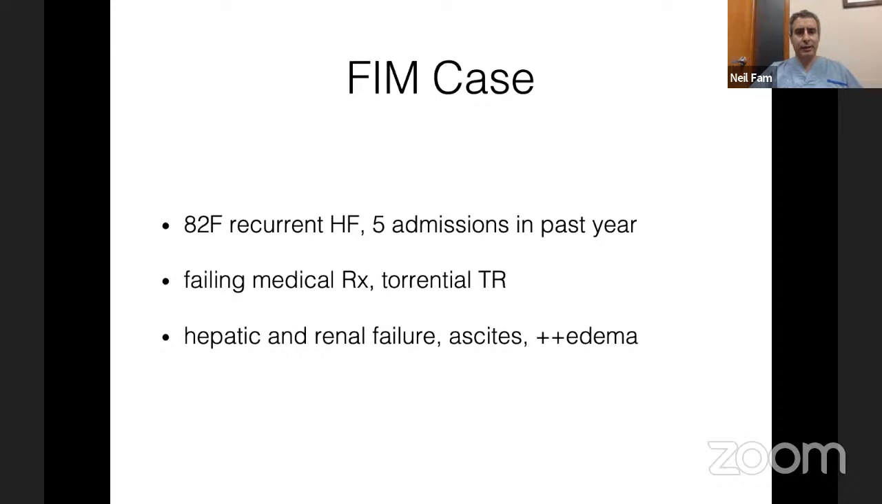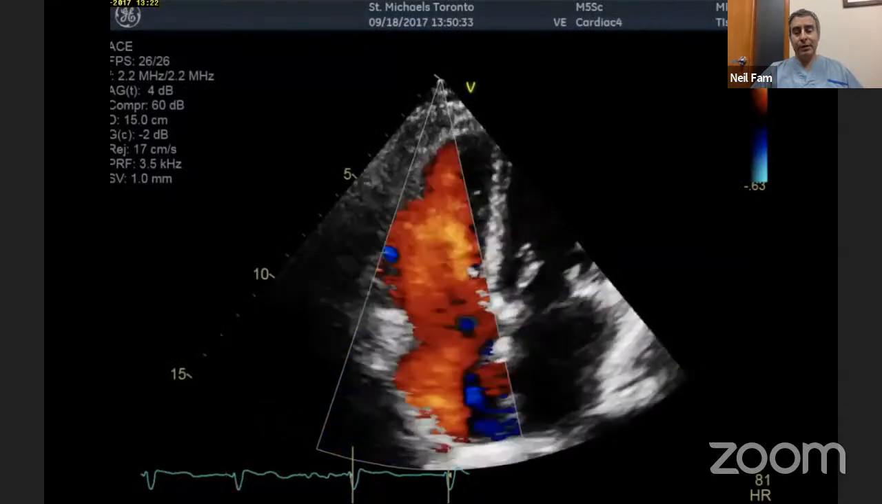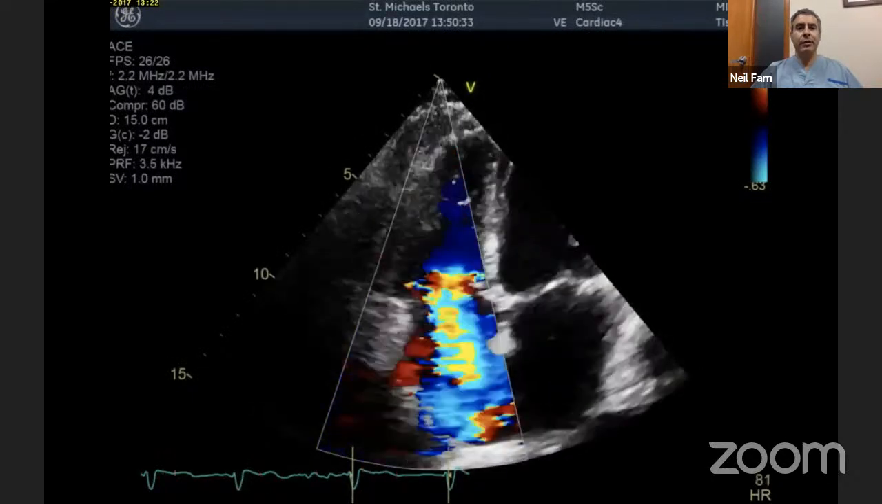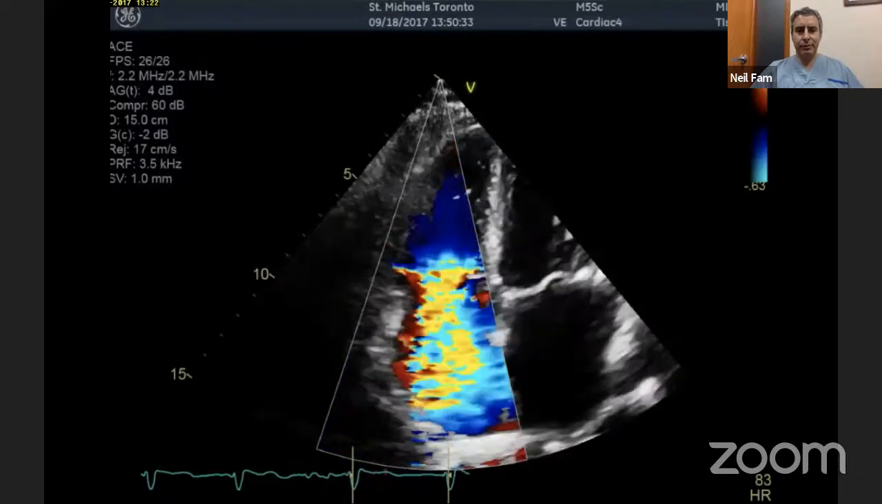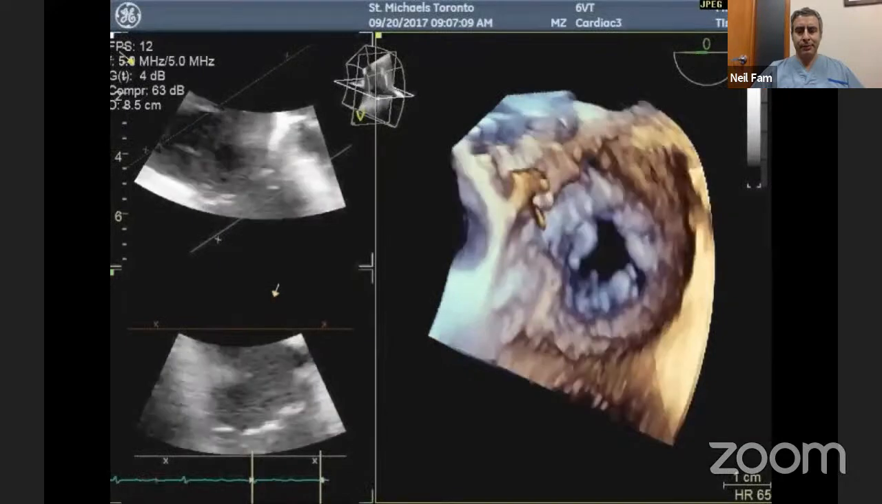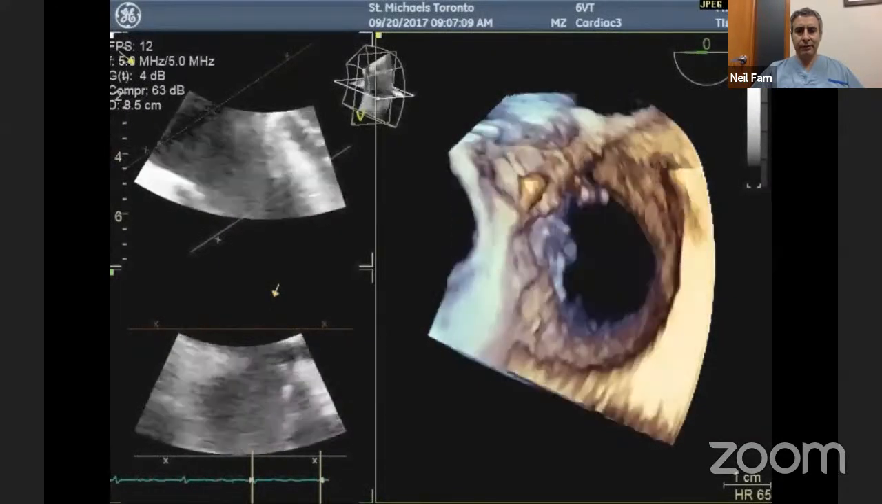This is truly a compassionate case: an 82-year-old woman with recurrent heart failure, RV failure requiring milrinone, weaned off milrinone, not doing well, and has hepatic or renal failure and ascites. But interestingly, not frail. So here's the echo showing torrential TR, and the 3D echo showing the coaptation gap in the middle of the valve.